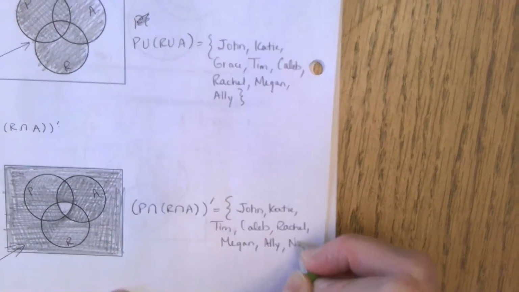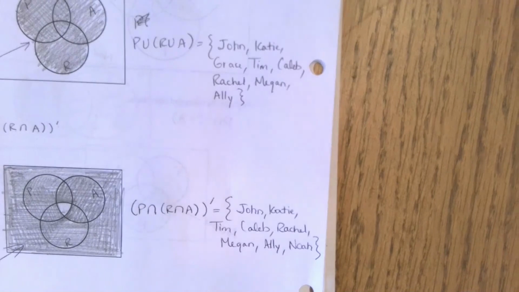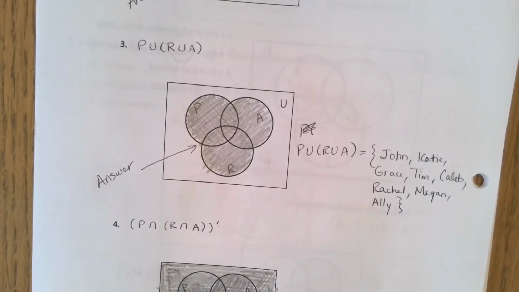But as well, Mr. Standalone Noah down here is included in this one, because we want to go all the way out to that universal set. Okay, so hopefully you can see that when you've got multiple sets in there, just follow order of operations. And order of operations says do what's inside the parentheses first, and then extend your way out from there.